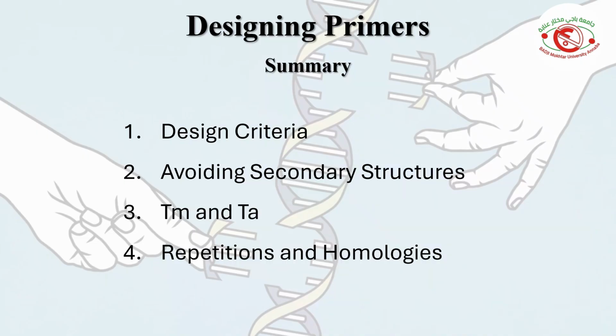In this part of the course, we will focus on primer design. The main topics covered are the criteria for designing efficient primers, how to avoid secondary structures, the importance of melting temperature and annealing temperature, and finally, how to avoid repetitions and homologies. The summary will guide the rest of the presentation.